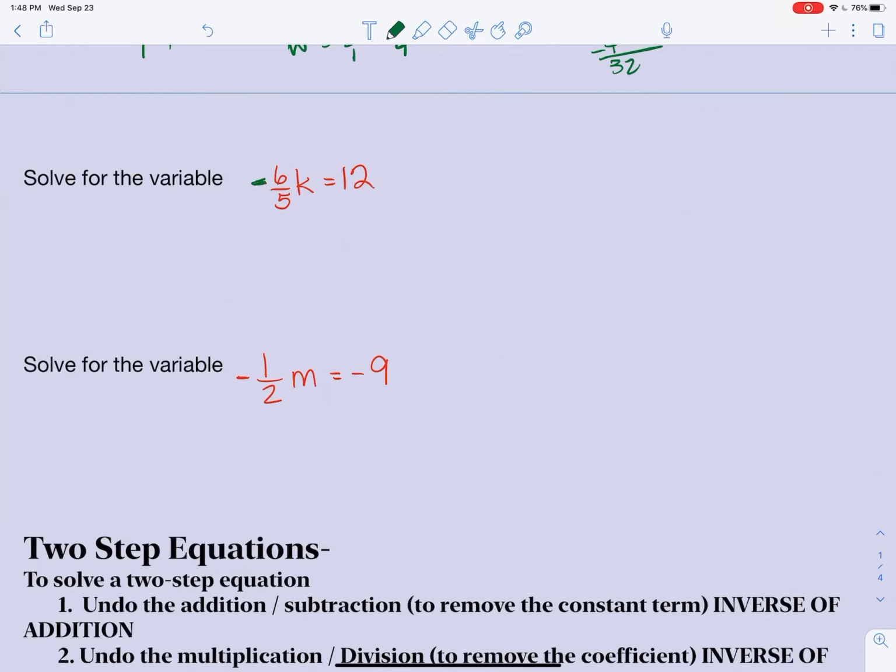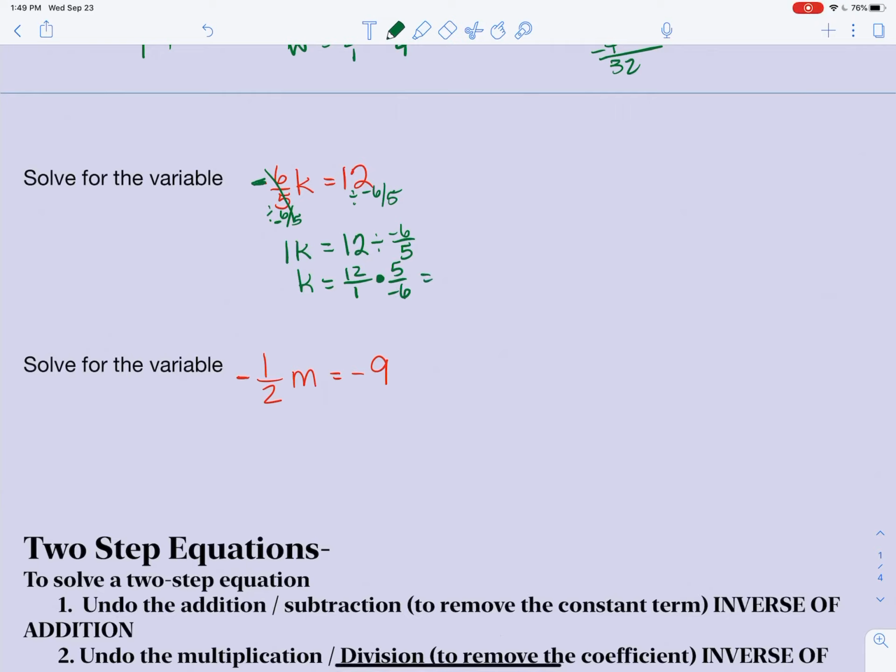Okay, so it's a fraction. That means I'm going to divide by the fraction. Okay, that turns this into 1. So 1k equals, I have to divide this side by -6/5 as well. So 12 divided by -6/5. By now you've heard me say, keep, change, flip. So k equals 12, keep, change to multiplication, flip 5 over -6.